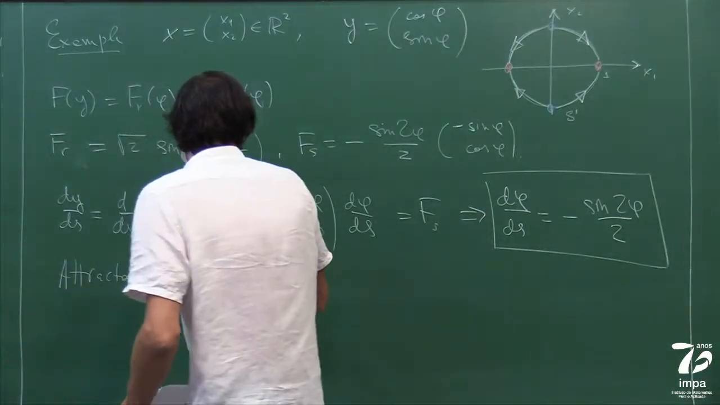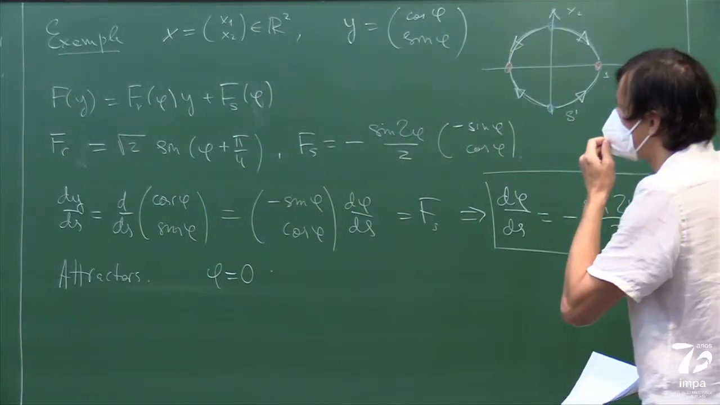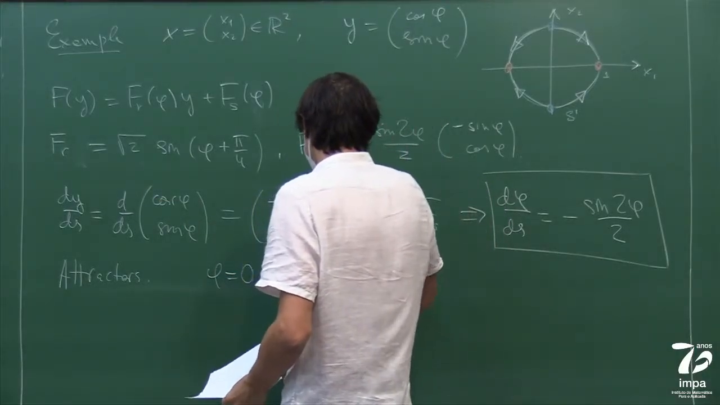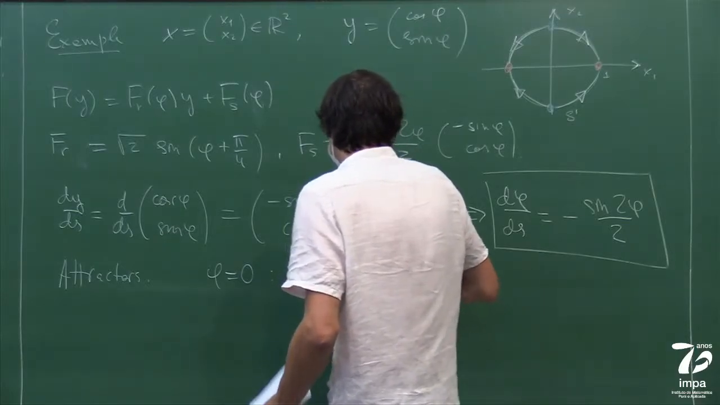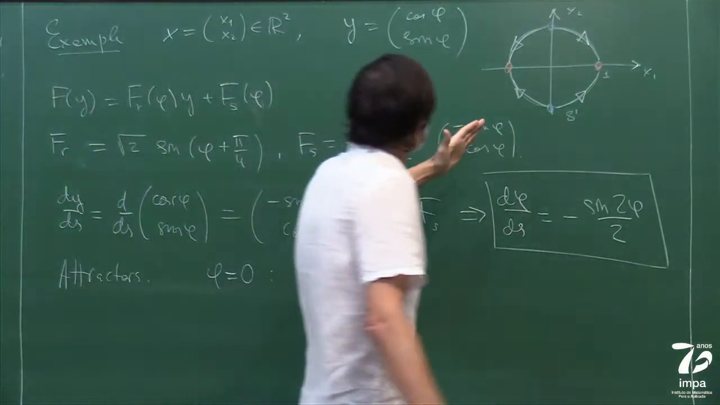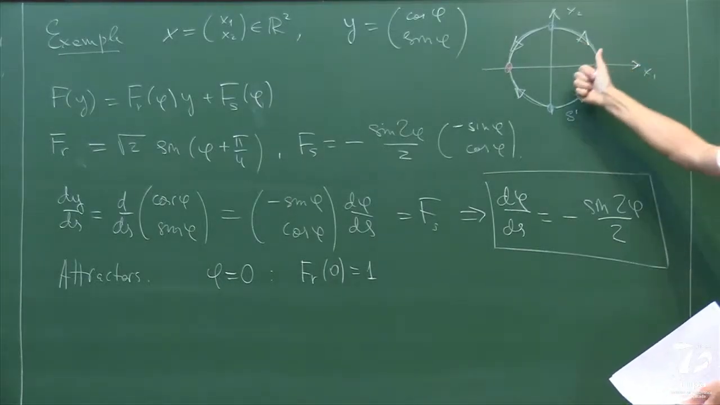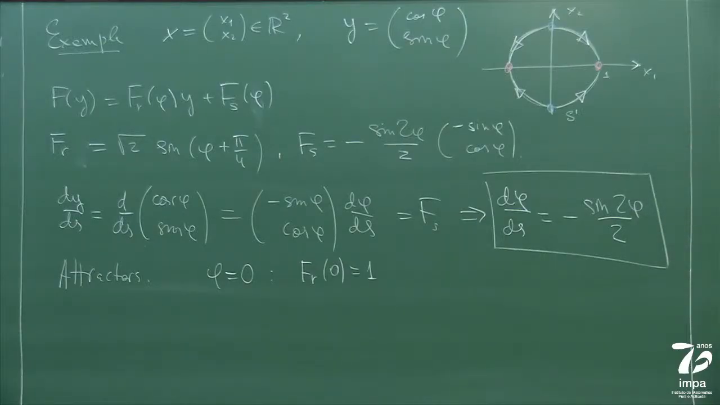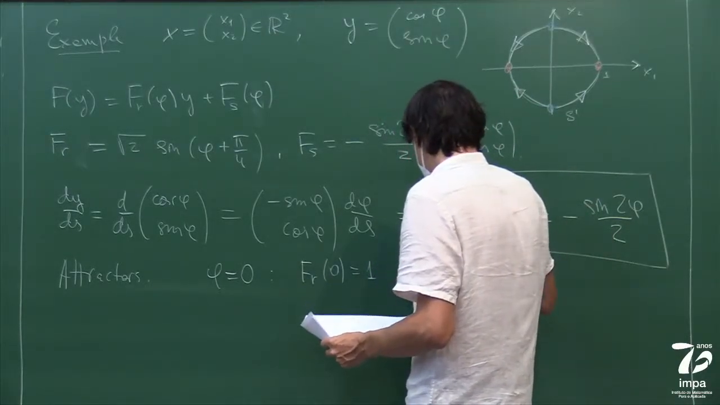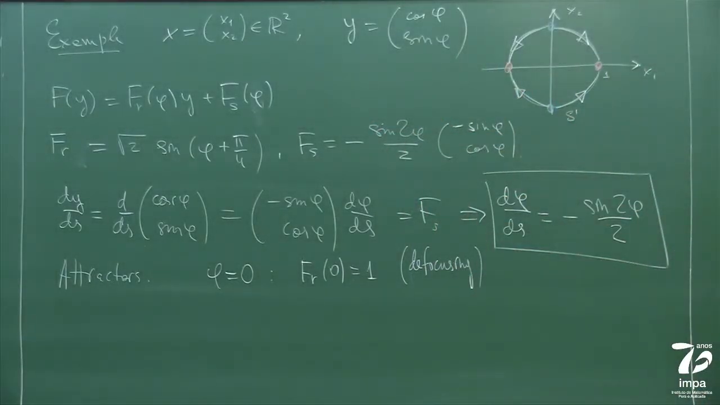So the one attractor is phi equals 0. So phi equals 0 is this point, and we can compute what is f_r. So f_r, if you put 0, this is sine of pi over 4, so it's 1. It is 1, and remember that f_r is the longitudinal direction of the vector field. So 1 means that it goes out. So whenever the point is here, the solution will depart from the singularity. So we call this case expelling, defocusing. Everything goes out of 0.